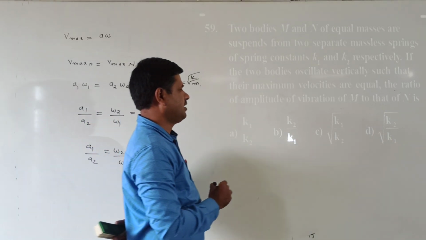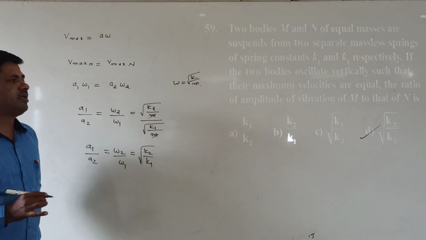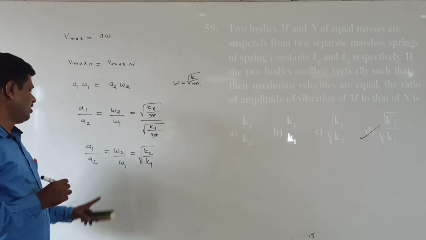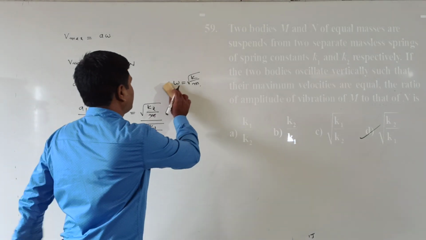Which option is correct here? Option D: the ratio of amplitudes is under root of K2 by K1. That is the ratio of amplitudes of the M body and the N body, which we get as under root of K2 by K1. D option is correct.